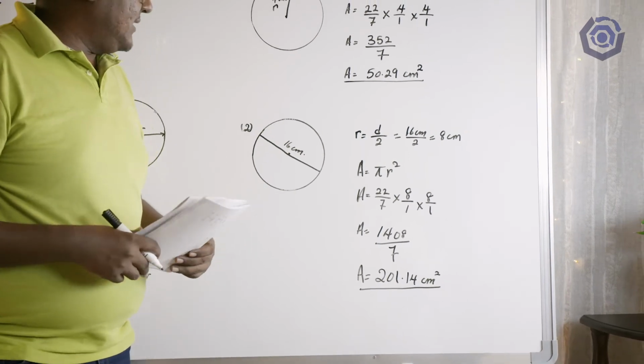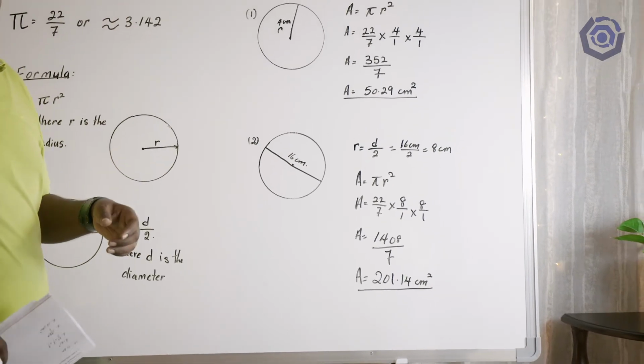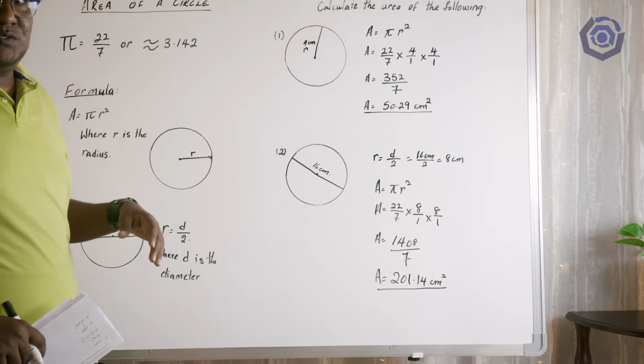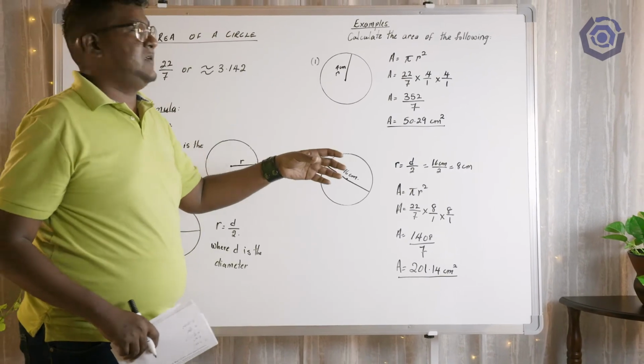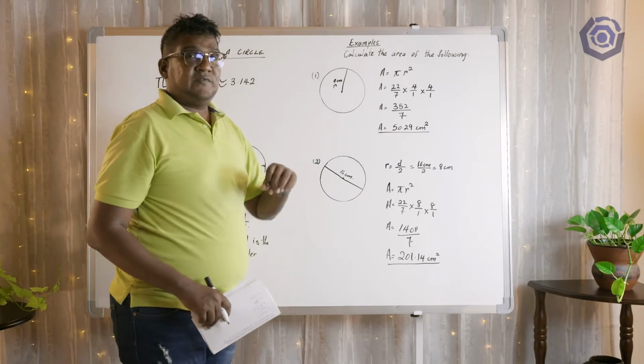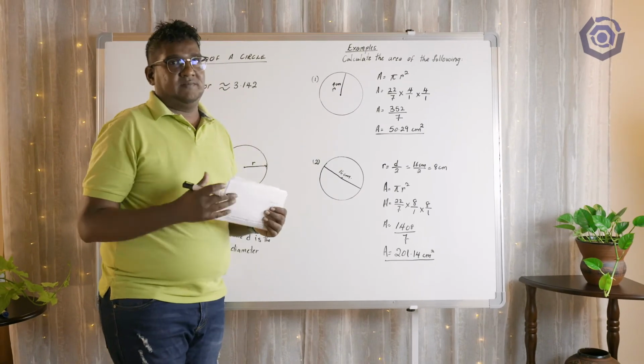What you should remember is that if you're not given the radius, you have to divide the diameter by 2 to find the radius. And if you are given the radius, you go straight into the question, use your formula and substitute the values given.